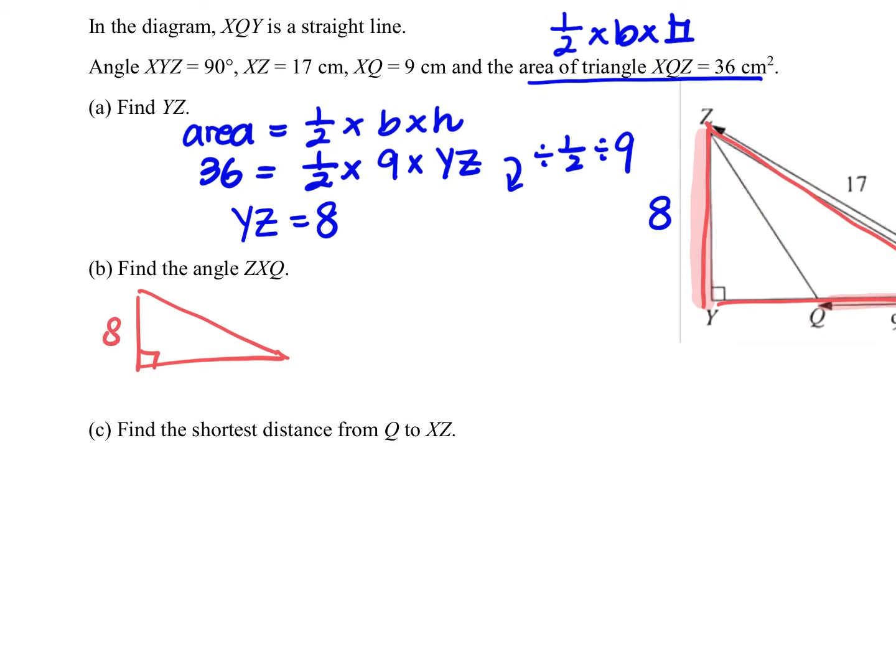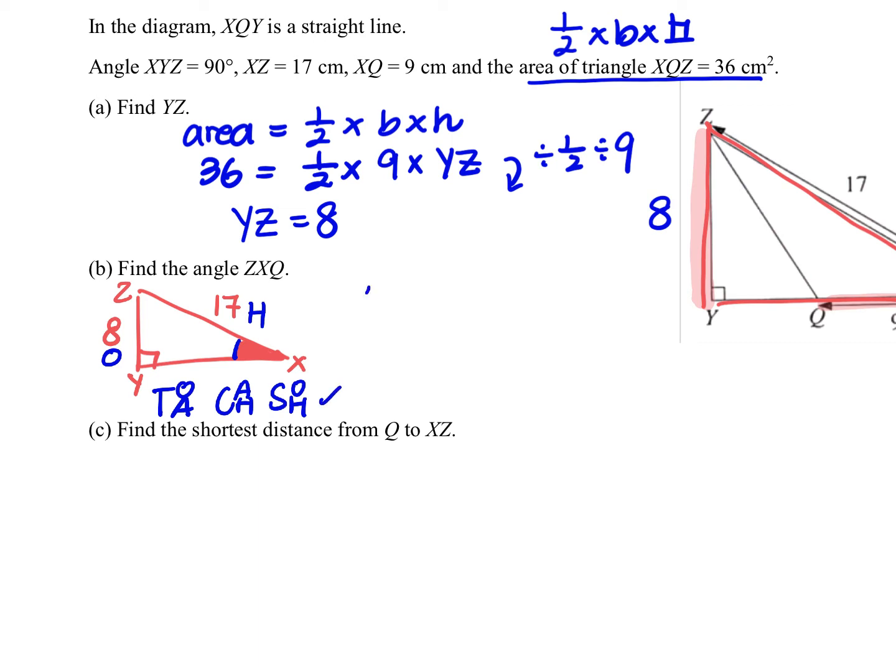I found this one to be 8, and this one to be 17. I want to find this angle. But I do not know the YX, so it doesn't matter. I'm going to use my trigonometry. Let's take a look at our trigonometry: tangent ratio, cosine ratio, sine ratio. This is my angle. This will be the opposite. This will be my hypotenuse. So which ratio has O and H? O over H will be the sine ratio.